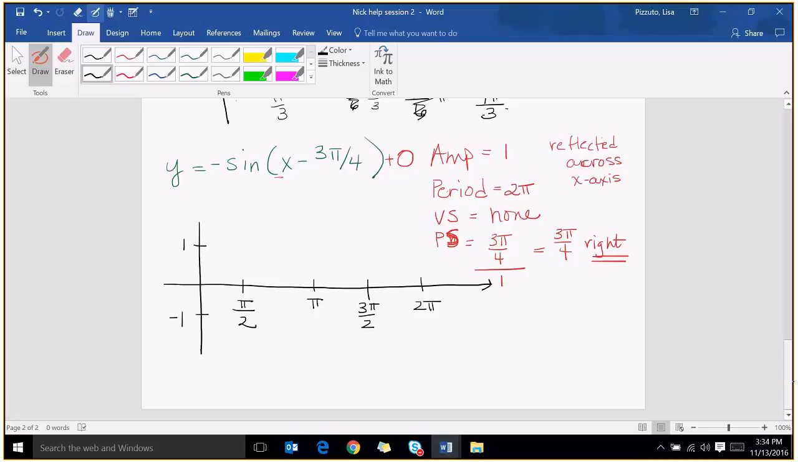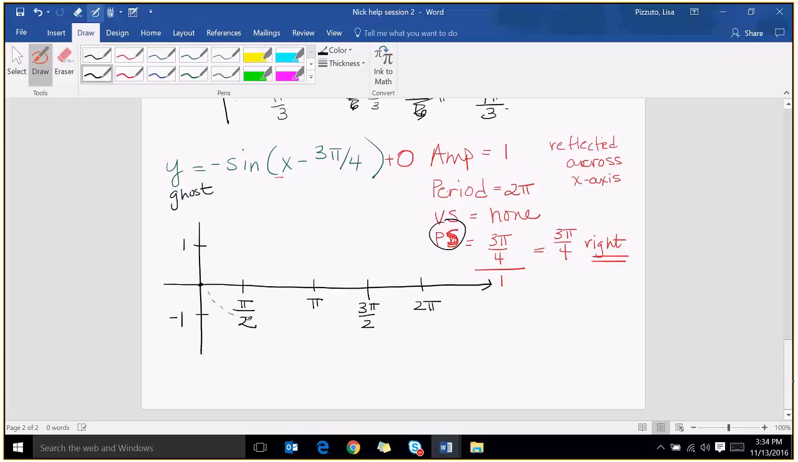Now, whenever you have a phase shift, I don't know if you remember me talking about this or not, but you draw what's called the ghost. And that's everything before the phase shift. So I have my amplitude, my midline, my period, my vertical shift. Everything's included. Now, this is a negative sine, so where would I start? The intercept. And then the minimum. So that's what that looks like.